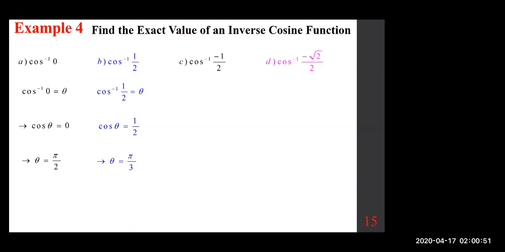Again, you're not looking at an equation, you're looking at an inverse function, therefore it has a unique solution, not infinitely many. That's important to distinguish between the two. So what is cosine inverse of negative 1/2? I don't know, let's call it theta. By definition, cosine theta becomes negative 1/2.